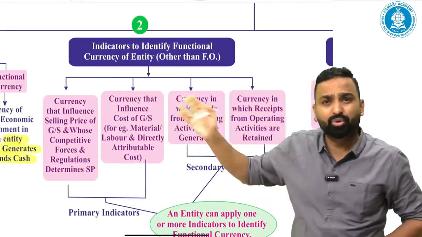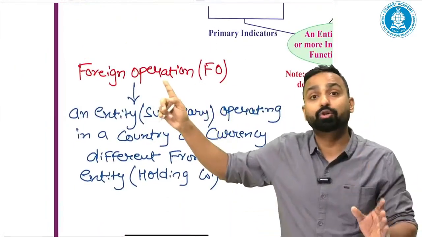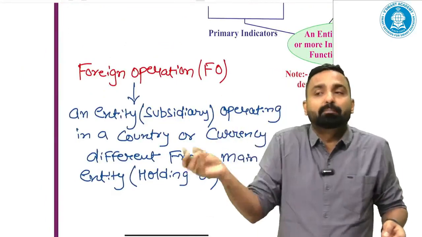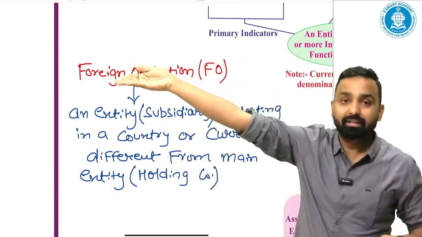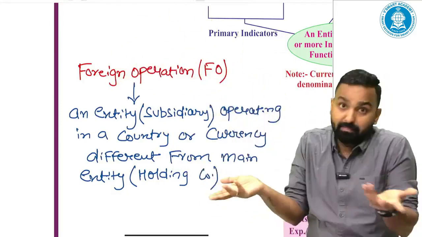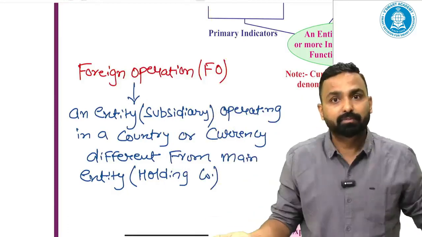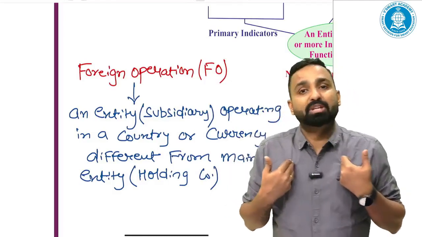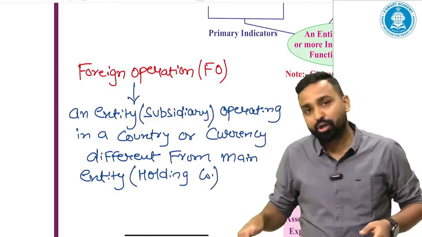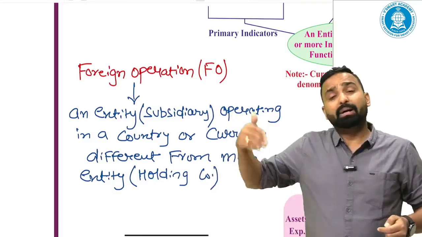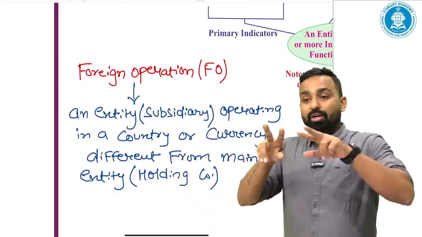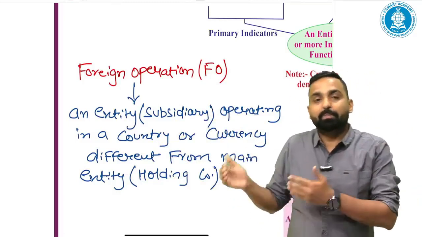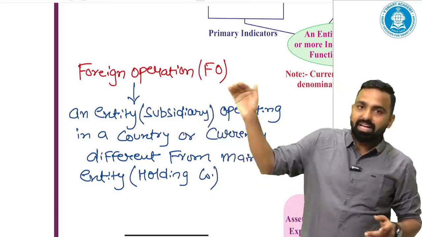Before coming to these four indicators, let us first understand what we mean by foreign operation. Foreign operation means any subsidiary company which is operating in a different country, or which may be operating in the same country but with a different currency. So I am a parent company, and I have my functional currency as rupee. My subsidiary is operating in India also, but my subsidiary's functional currency may be dollar. If my subsidiary is operating with a different currency, it is my foreign operation. Or if it is in a different country, then also it is a foreign operation.